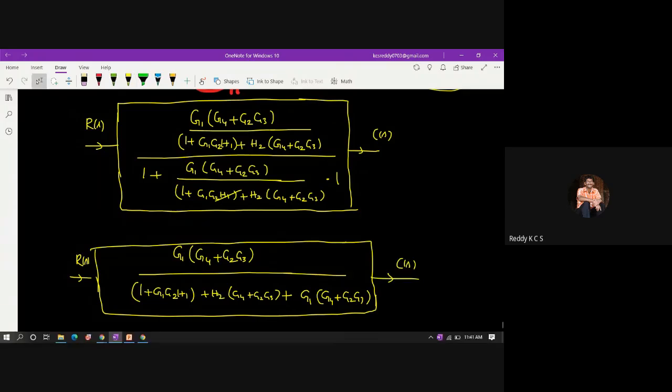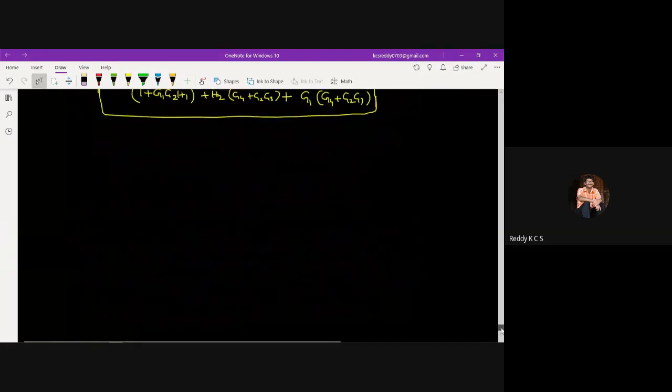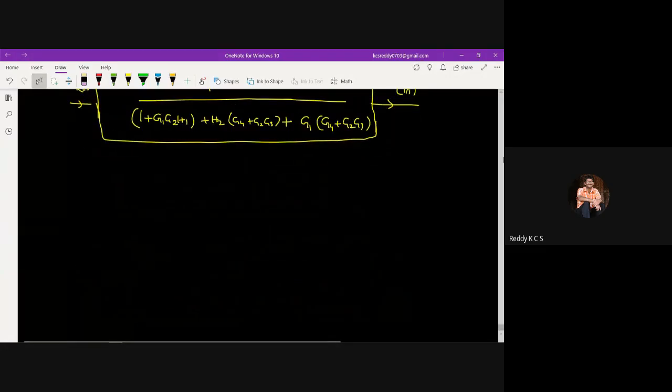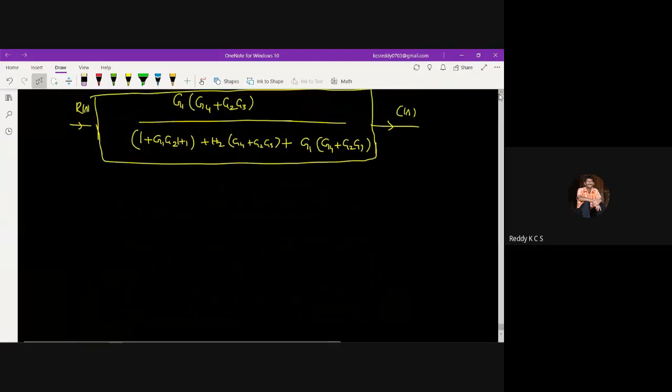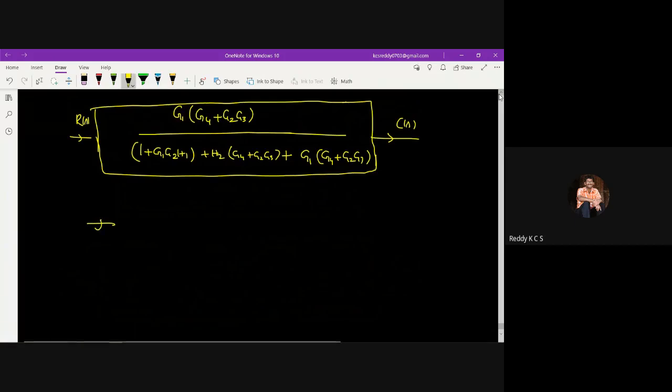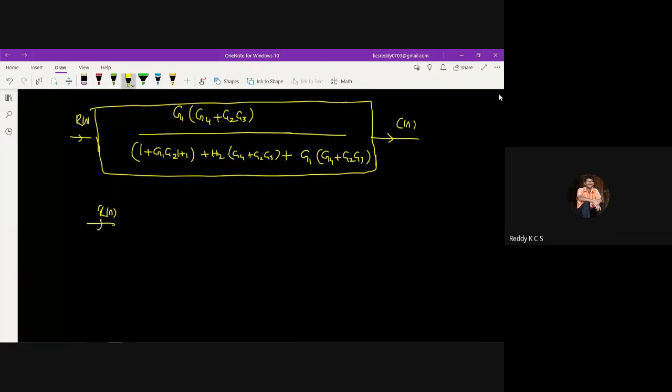When I have a single block, the single block represents the transfer function of the given system. If I have R of S, and this block value represents the transfer function of the system, then transfer function is equal to C of S by R of S.